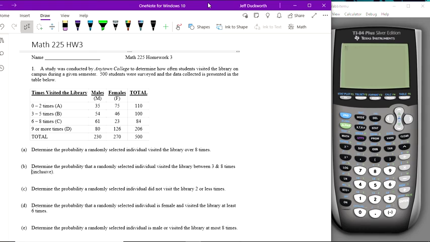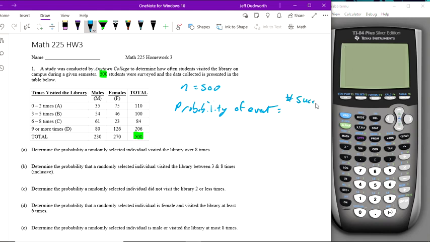So this is the table. So 500 is our total, and that's also n. It's our sample size. All right, so probability. Remember the probability of an event equals the number of successes over n. So that's just a general probability formula.